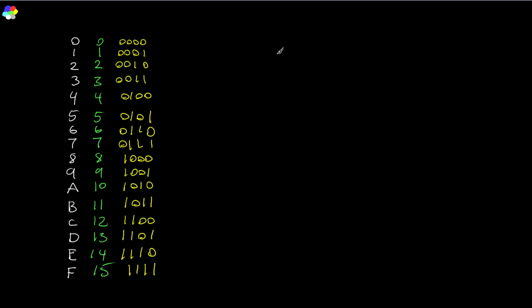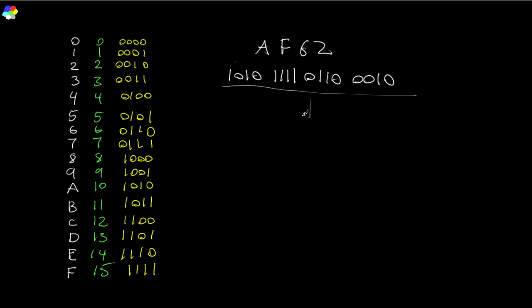So hexadecimal lines up very nicely with binary. You can write some hexadecimal like AF62, and you can figure out the binary very quickly just by going, well, what is A? It's 1010, F is 1111, 6 is 0110, and 2 is 0010. You can convert them very simply. If you asked me to convert this number into decimal, that would be a different story.